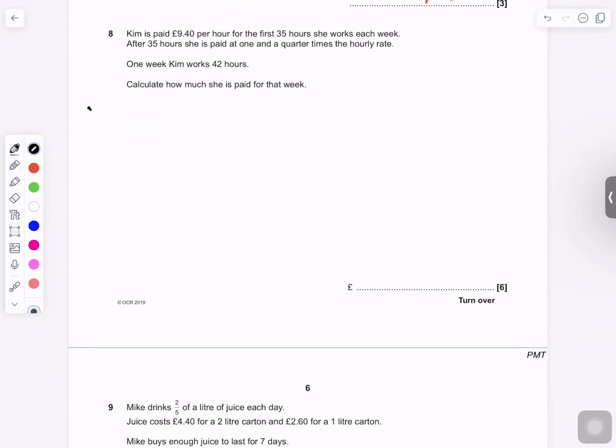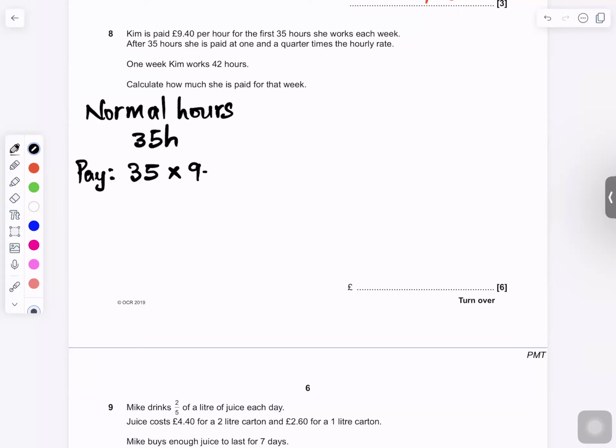Let's look at normal hours. How many hours? 35, right? Yeah, 35 hours. And the pay: 35 times 9 pound 40. What did you get? I got 329. Perfect.